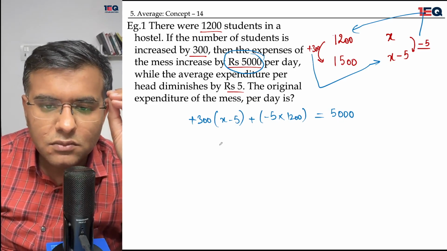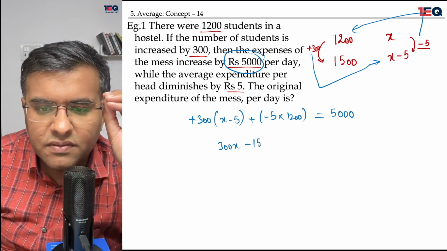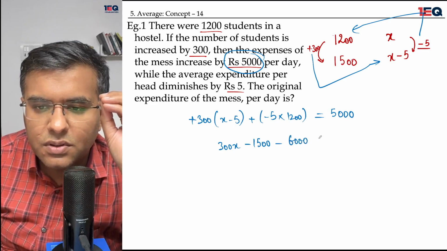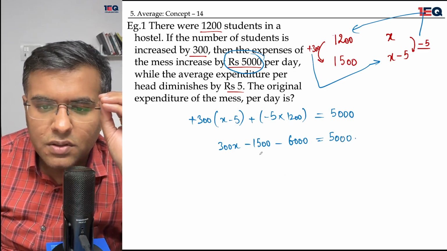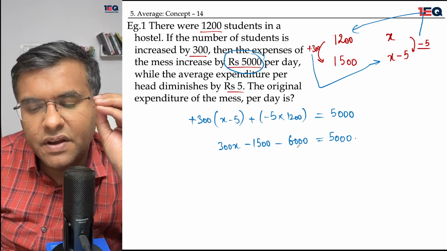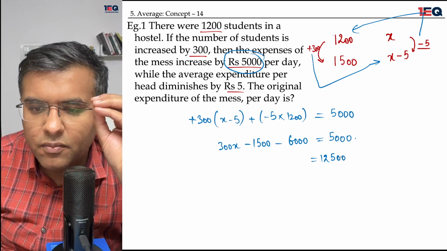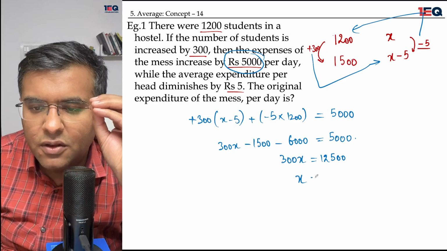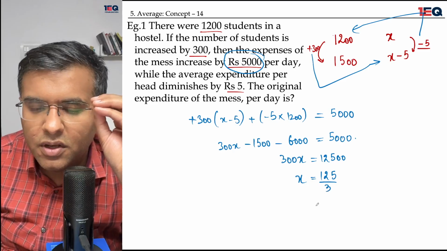Okay, so there is 300x minus 1500 minus 6000 is equal to 5000. So from here I have 7500 that goes and makes 12500, and it makes up 300x. The value of x comes out to be 125 upon 3.